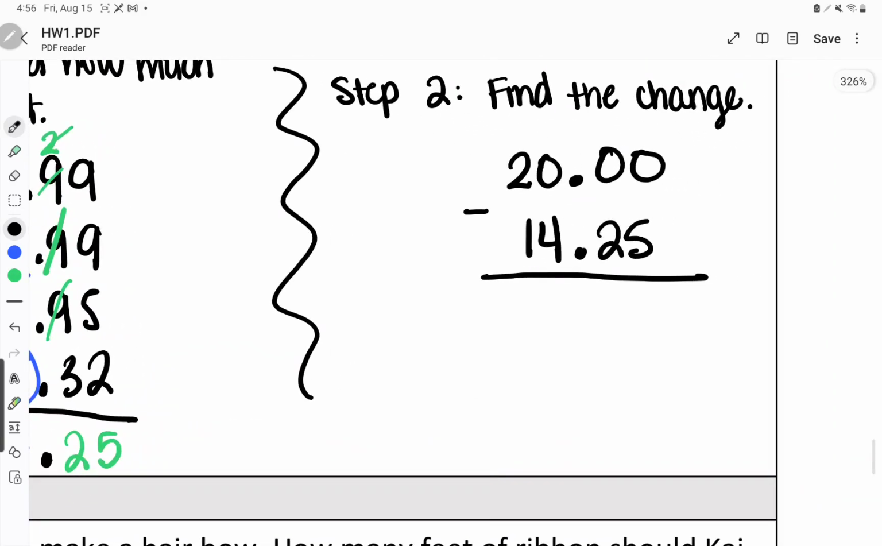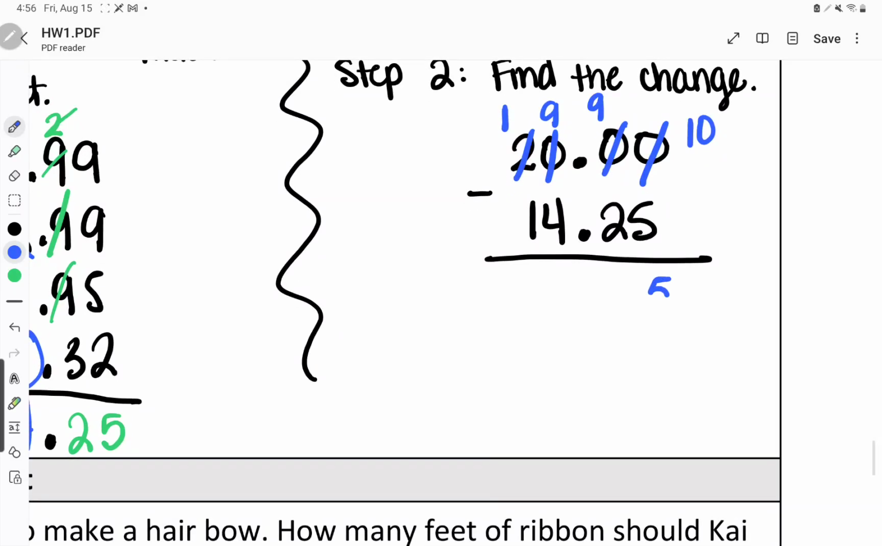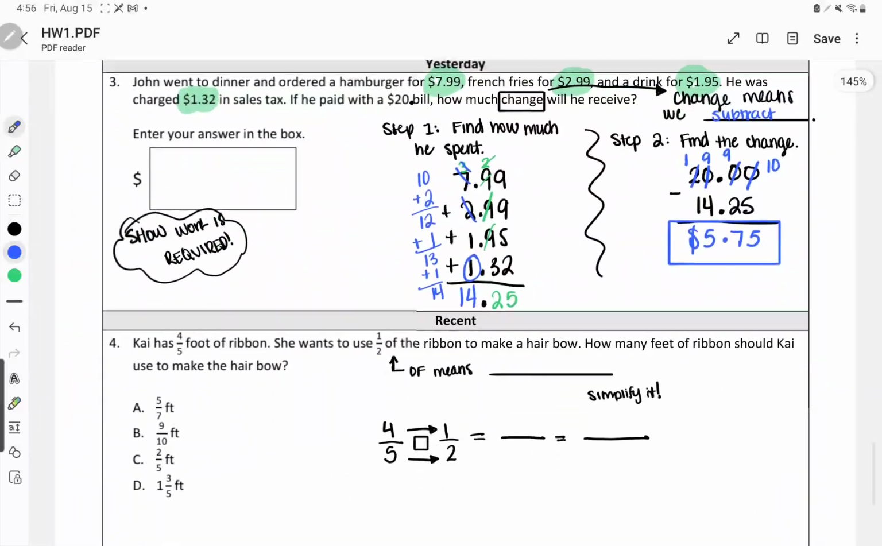We are subtracting. This 0 right here will turn into a 10. This 0 will turn into a 9, and this 0 will turn into a 9, and then this 2 will turn into a 1. 10 minus 5 gives us 5. 9 minus 2 gives us 7. Drop down that decimal. 9 minus 4 gives us 5. And then 1 minus 1 gives us 0. So his change that he received was $5.75.